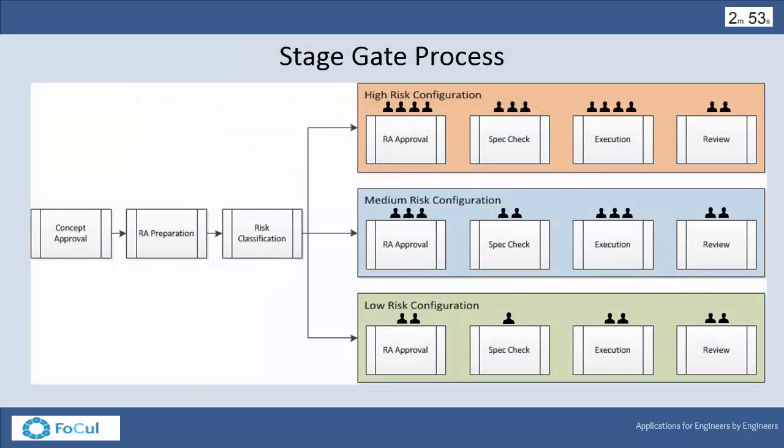And the stages are concept approval, risk assessment preparation, risk classification, and then risk assessment approval, specification check, execution and review. The system can be configured to use different numbers of people and people in different roles at each of these stage gates depending upon the risk classification of the change.